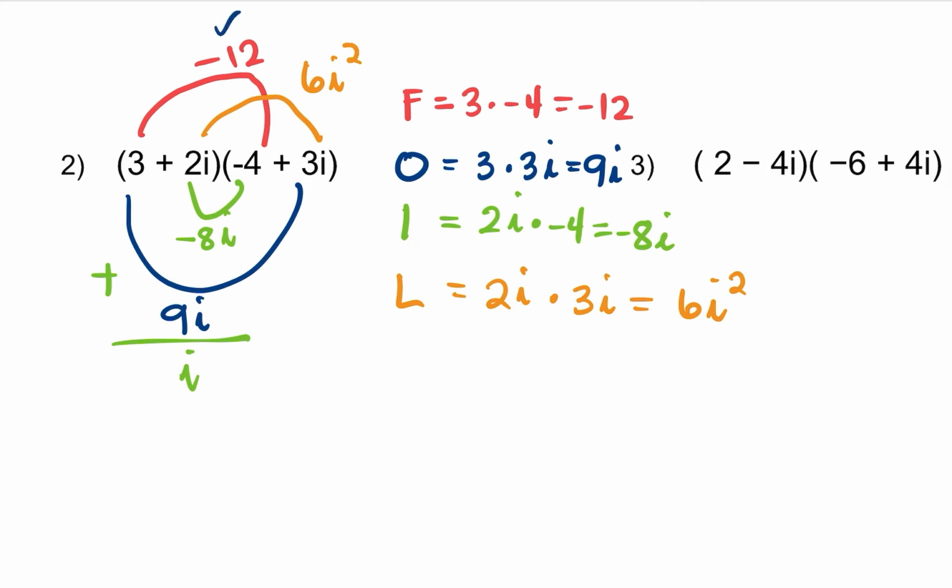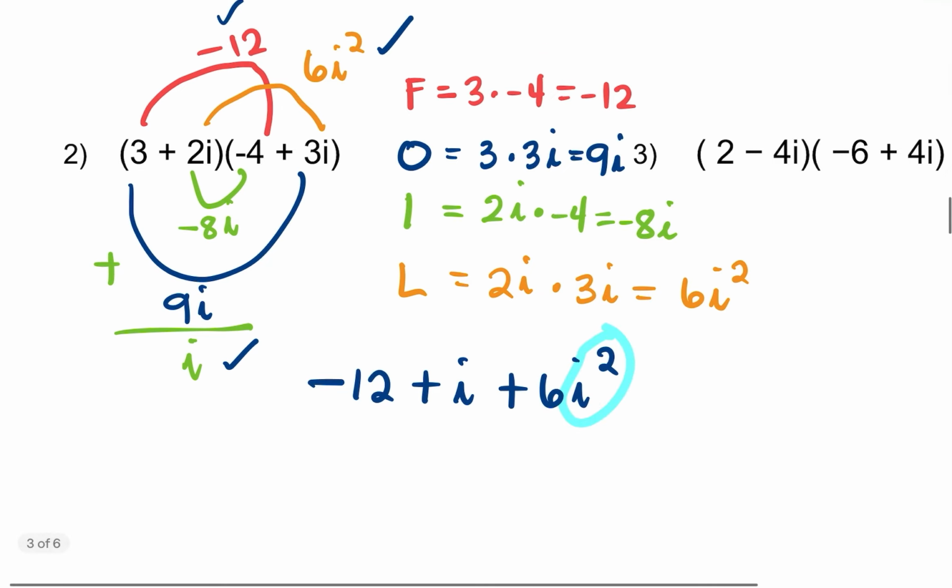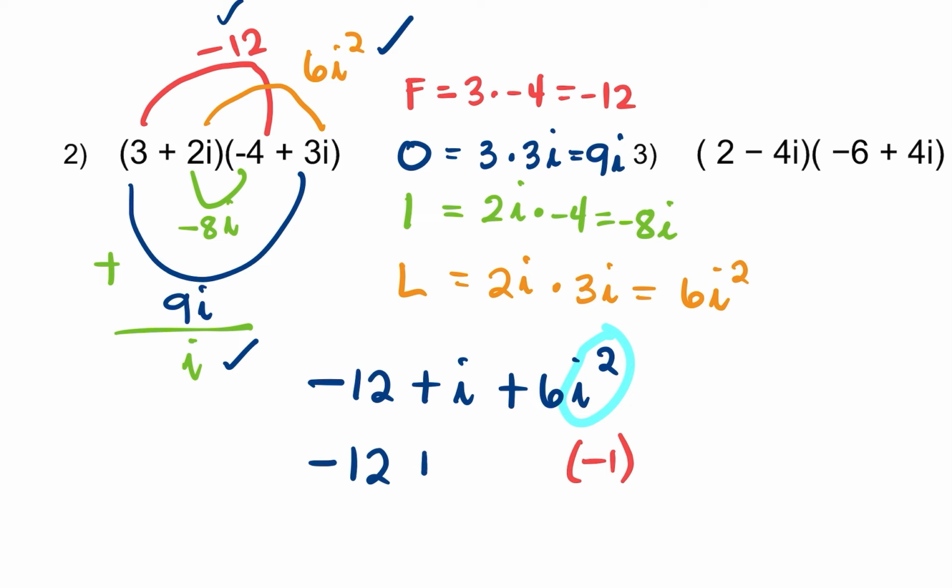Now let's put our answer together. We have negative 12. We have positive i. We also have positive 6i squared. Now, I am looking at the i squared. So we are going to substitute the value of i squared with negative 1. Well, everything in this expression gets dropped down. Negative 12 plus i plus 6 times negative 1.